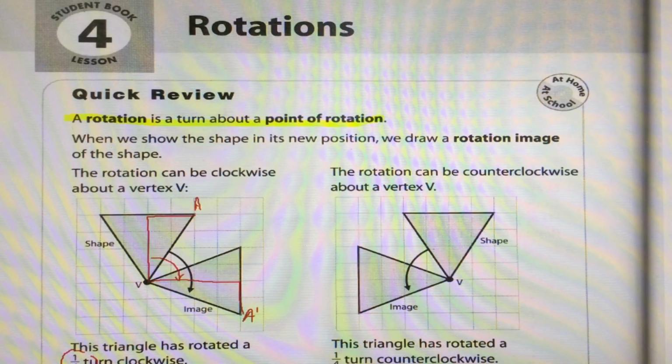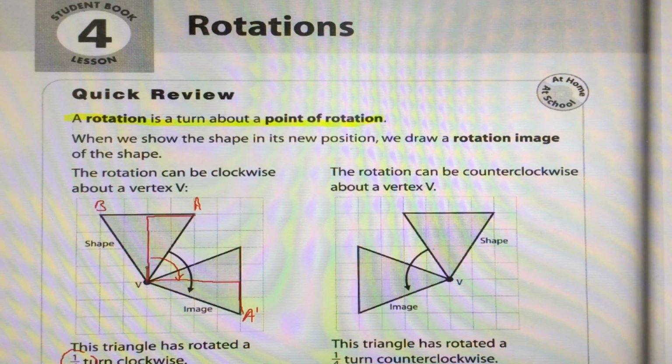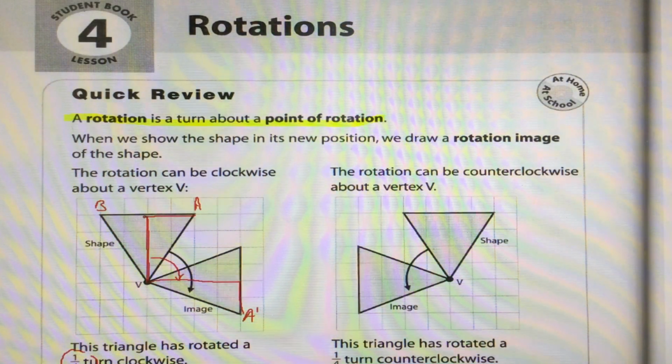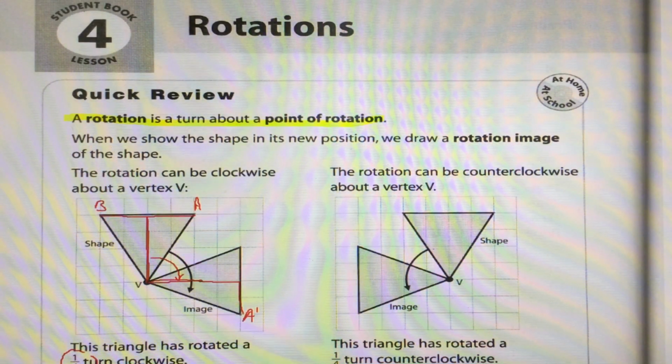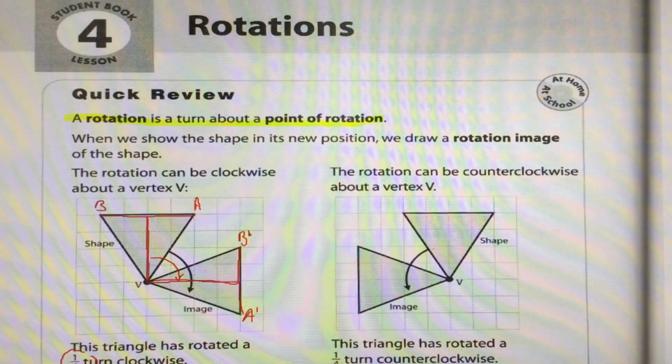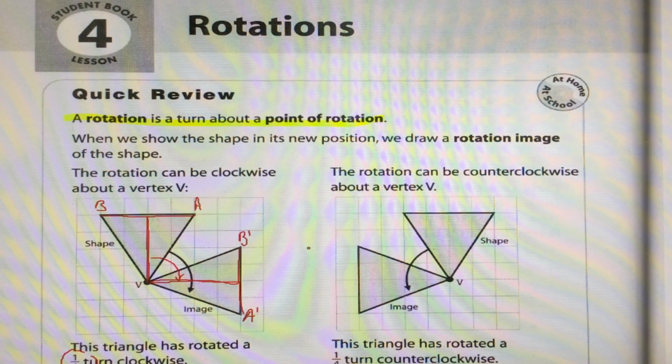To go from V, our vertex, our point of rotation, to point B, we went 1, 2, 3, 4 up and 2 over. We are going to do the same thing after we rotate it. We're going to go 1, 2, 3, 4 up and 2 over. That becomes B prime.